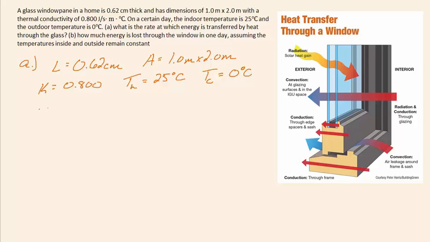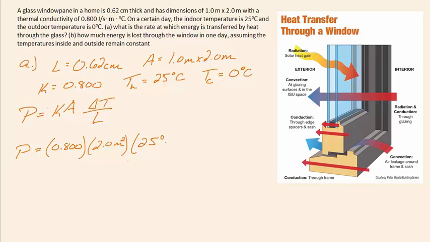So since this type of heat transfer is the transfer of energy through conduction, we can use the equation that states that our power is equal to our thermal conductivity constant multiplied by area times our change in temperature divided by L. So we know that our thermal conductivity is equal to 0.800, and that our area is 1 meter times 2 meters, which will give us an area of 2 meters squared, multiplied by our hot temperature minus our cold temperature, which will give us a value of 25 degrees Celsius, divided by the thickness of our window pane, which after we convert to meters will be equal to 0.0062 meters.